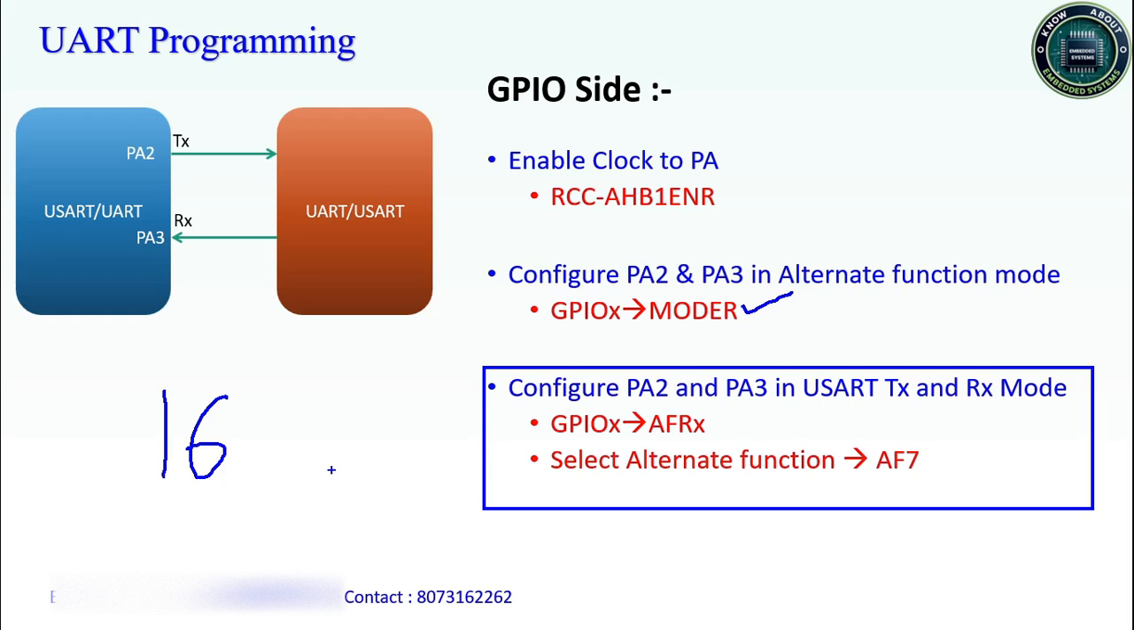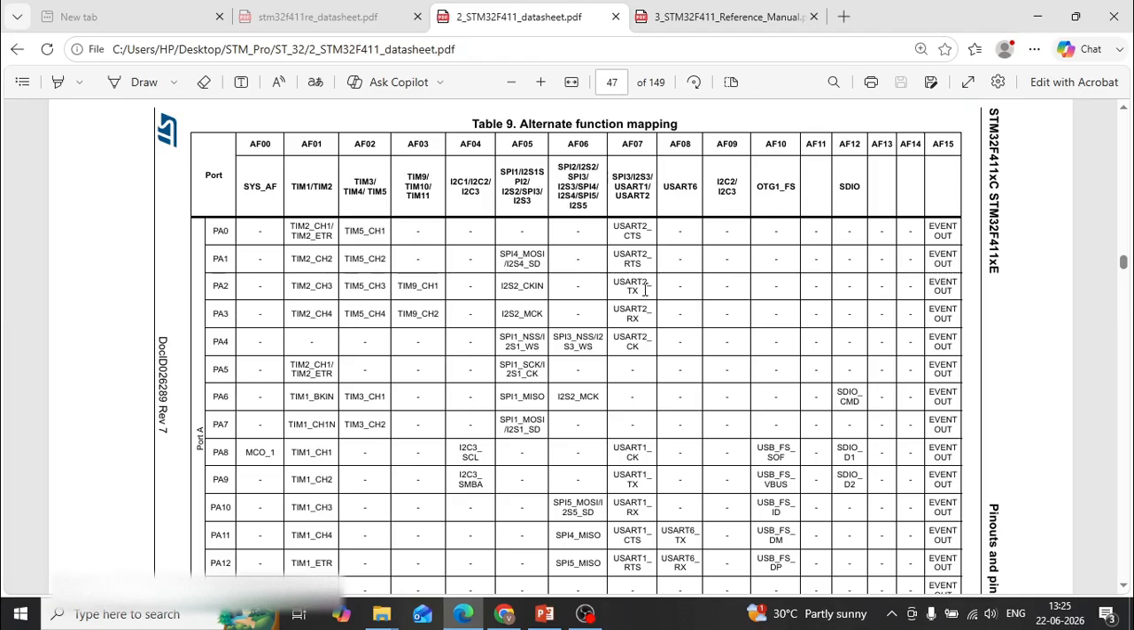So which alternate function we have to select, that we have to analyze now. How to do? Again, I'll tell you. To select the function, we have to come to the datasheet. You can see here, this is my reference manual. Reference manual is not required for understanding alternate function, so we have to refer to the datasheet. Here you can see I have opened the datasheet.